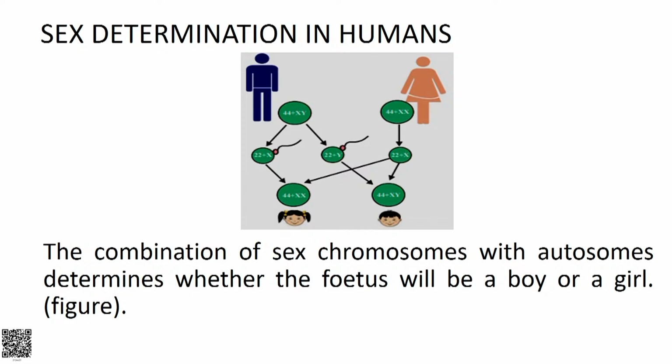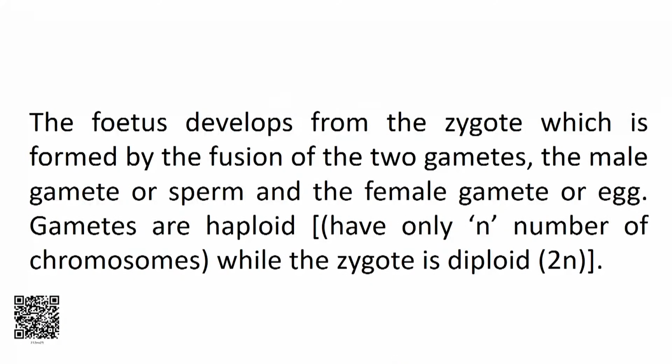So, combination of sex chromosomes with autosomes. We have talked 46 chromosomes, 23 pairs, 22 are autosomes and 1 is a different pair. So, this combination of sex chromosomes with autosomes determines whether the fetus will be a boy or a girl. Look at the figure. The fetus develops from the zygote, which is formed by the fusion of the 2 gametes, the male gamete or sperm and the female gamete or egg. Gametes are haploid, having only n number of chromosomes, while the zygote is diploid, 2n.